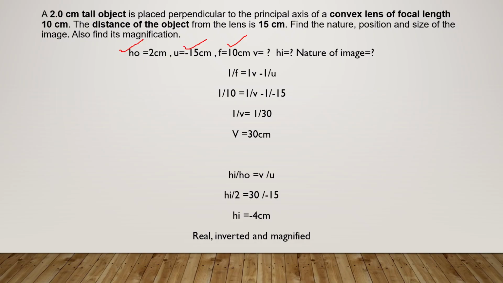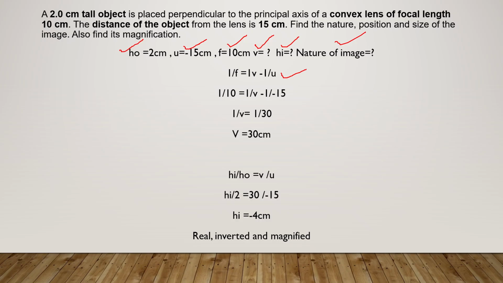Now, you have to find out the nature, position and size. Position is V, and the height of the image, or the size of the image, you'll write as HI. Since it is a lens, you have to use the lens formula, and that is 1 by F equals 1 by V minus 1 by U. Then you start calculating, and if you have taken F with proper sign, U with proper sign and your lens formula properly, you will not have any problem.